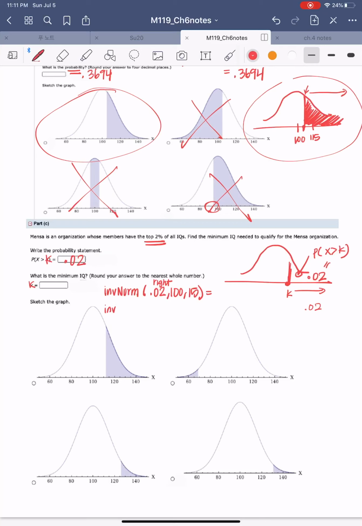Now, if you have just a normal calculator where you don't have the option, you have to put the area to the left value. So you have to manually find it, but that's not that difficult. The whole area represents 100%, one whole. Take away 0.02 and you get 0.98. So you would put 0.98, 100, 15, and select left. If you do not have the option of selecting left, center, right, use this one. I'm going to show you both of them and you're going to get the same answer.